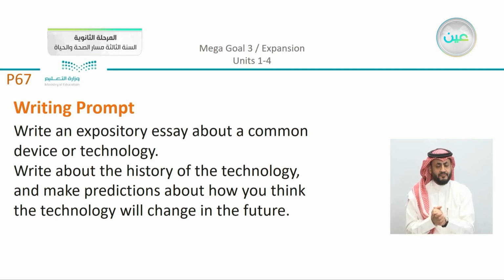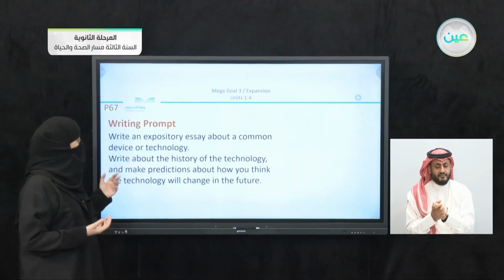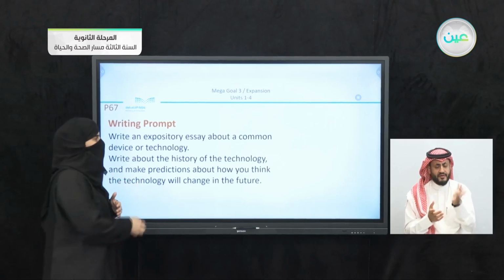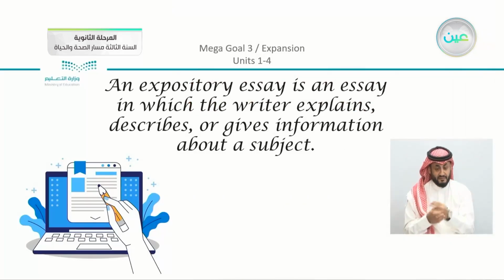Write about the history of the technology and make predictions about how you think the technology will change in the future. So you are going to choose, first of all, a common type of technology or a device, and you are going to write about it. So just to make sure that you are on track, an expository essay is an essay in which the writer explains, describes, or gives information about a subject.